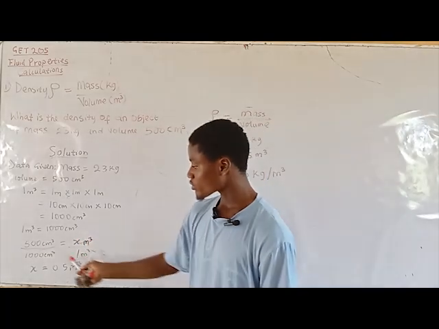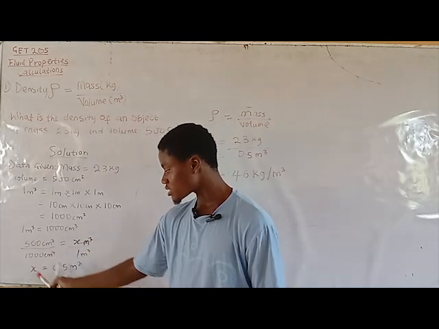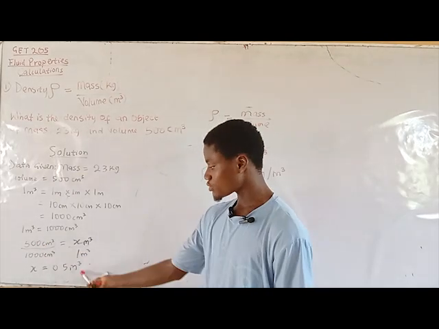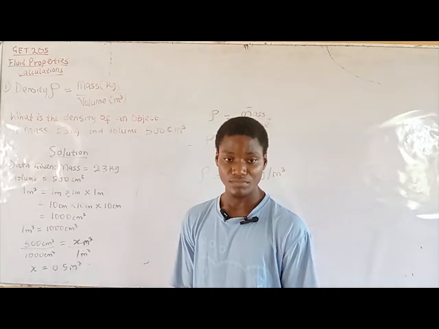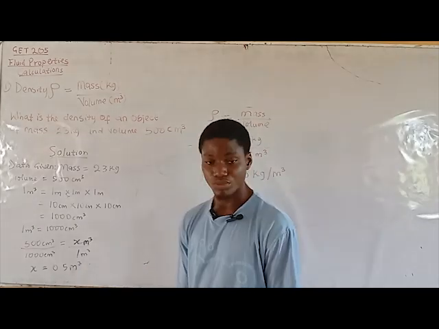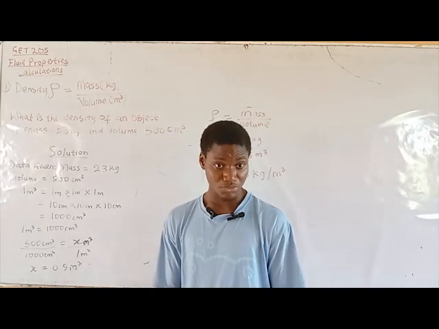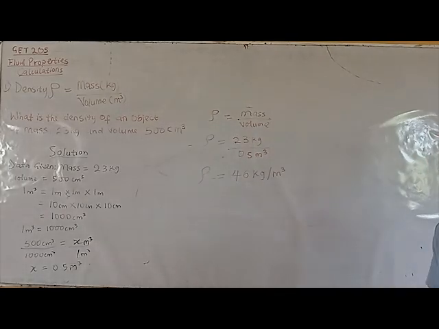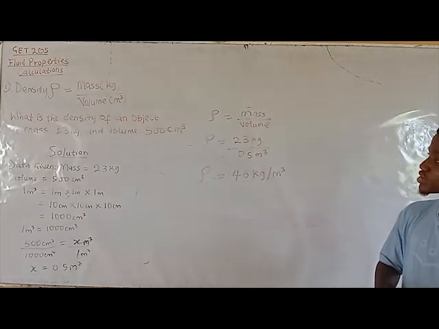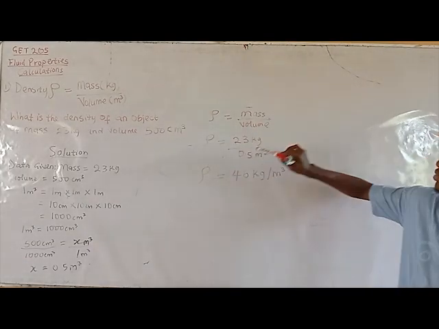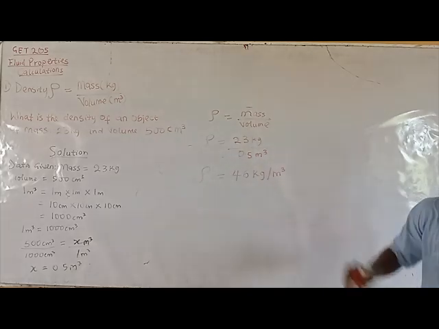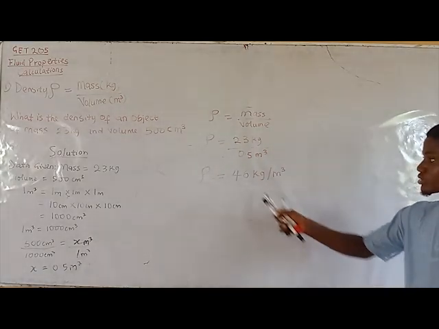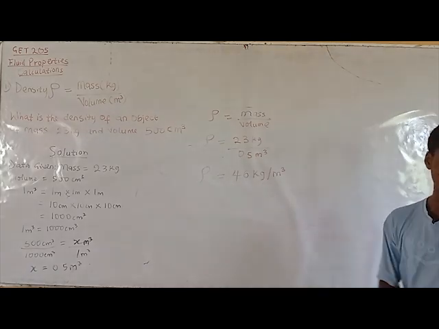So from there, if you cross multiply, this times this gives you 500. 500 divided by this gives you 0.5. So that's how we have this 0.5. Do you understand up to that point? So from there, we move it into our big equation and say from the big equation, density now equals 23 divided by 0.5. And then if you press your calculator, you will get 46 kilogram per meter cube.